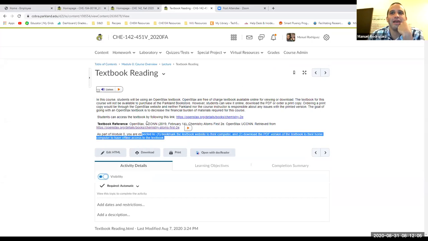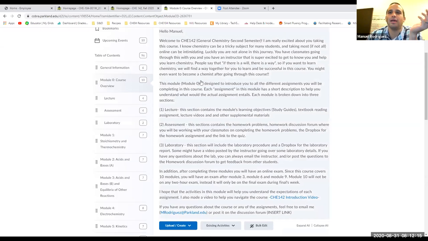Even though it looks like a bunch of different assignments, they're really not. It's just a bunch of activities so you understand how each module is structured, because they're all the same. I try to make sure that everything is really similar so you don't get confused about what to do each week. If everything is the same, you get into a routine of when you need to do things. Each week you get three different sections: lecture, assessment, and laboratory. Let's move to module one, because this will make more sense.